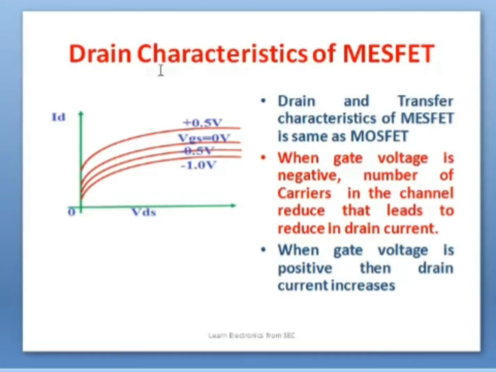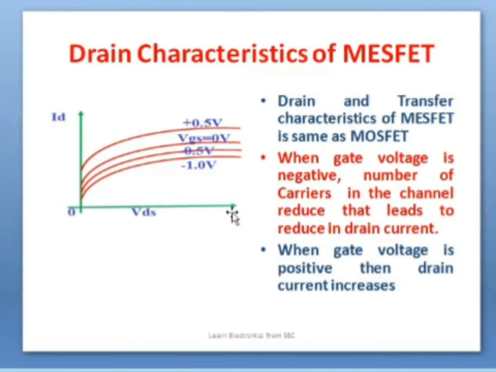Now discussing the drain characteristics of MESFET, as well as the transfer characteristics of MESFET, they will be the same as MOSFET. This is the drain characteristics here, drawn between VDS and ID, and the center line is taken as VGS equal to 0. If I reduce the gate voltage, the curve comes downwards. That is minus 0.5 volt here. Again, if I make it more negative, minus 1, the curve comes down. Still more negative, it comes down towards the x-axis.